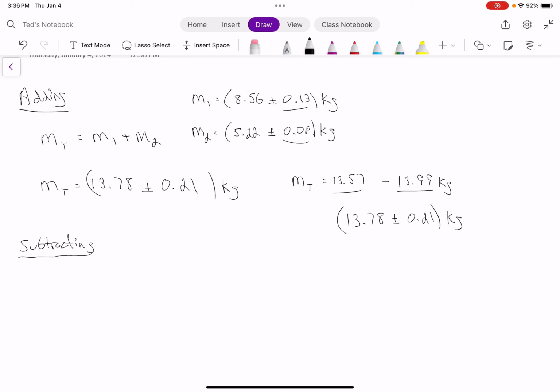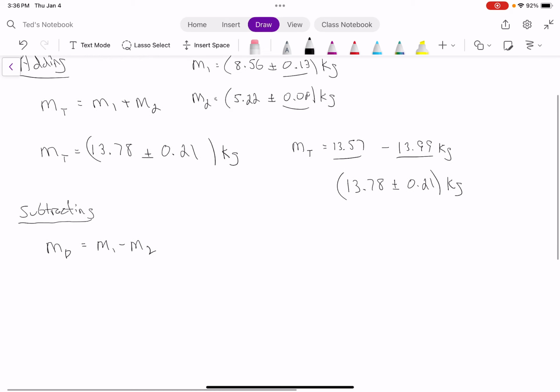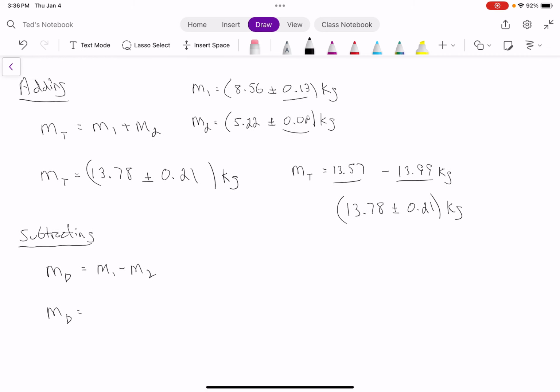So if our formula was instead that the mass, we'll call this MD, the mass difference, is equal to M1 minus M2, and we're going to use the same M1 and M2. So to calculate the mass difference, the difference between those two masses, we just use the regular numbers, 8.56 minus 5.22, and we get 3.34. But again, we'd like to know the plus or minus.